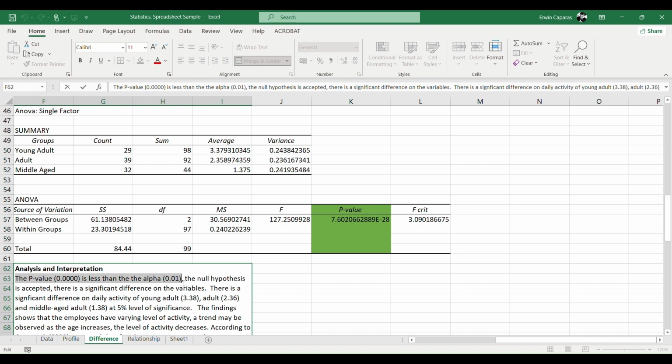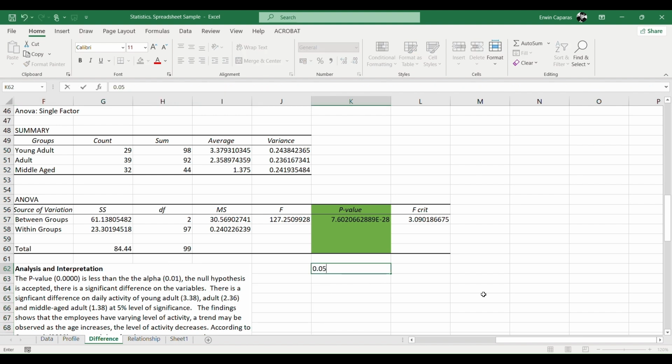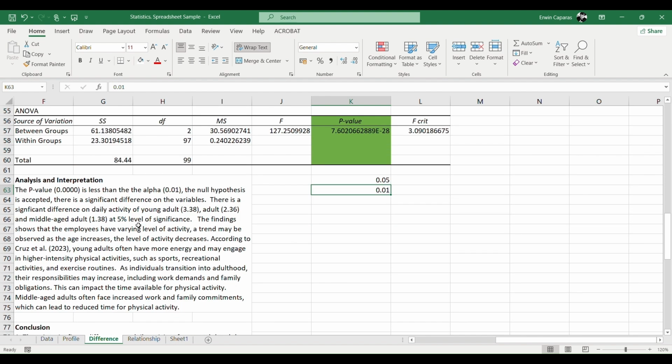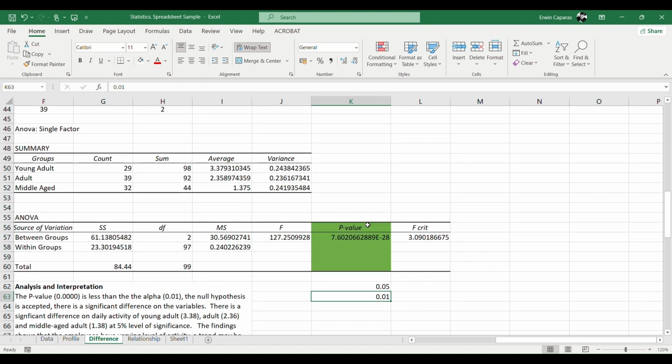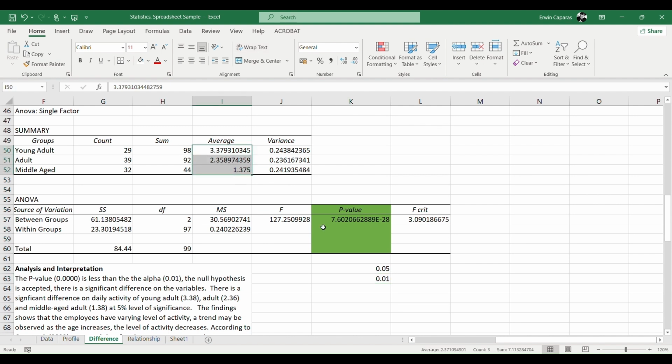So, at first, we test it at 0.05. But then, since siya ay mas mababa pa sa 0.05, then we test it with 0.01. And still, 0.000 is still less than the 0.01. Then we use the 0.01 alpha. So, the null hypothesis is rejected since it is less than the alpha 0.01. There is a significant difference on the variables. Kung titignan nga natin yung data, yung average niya, sadya naman may pagkakaiba.